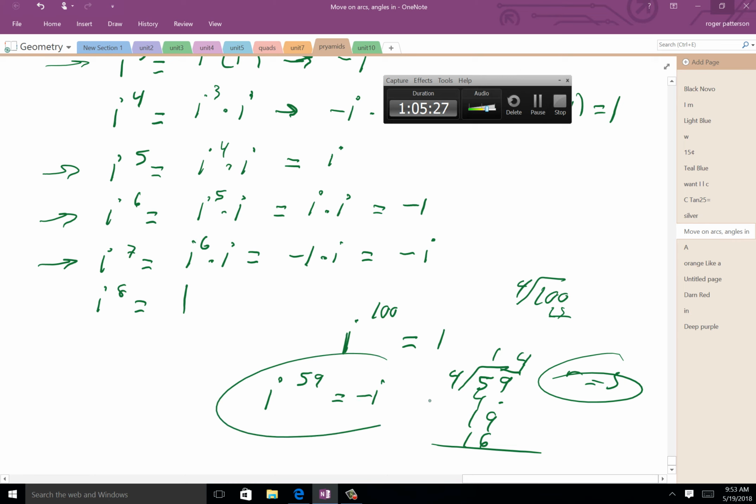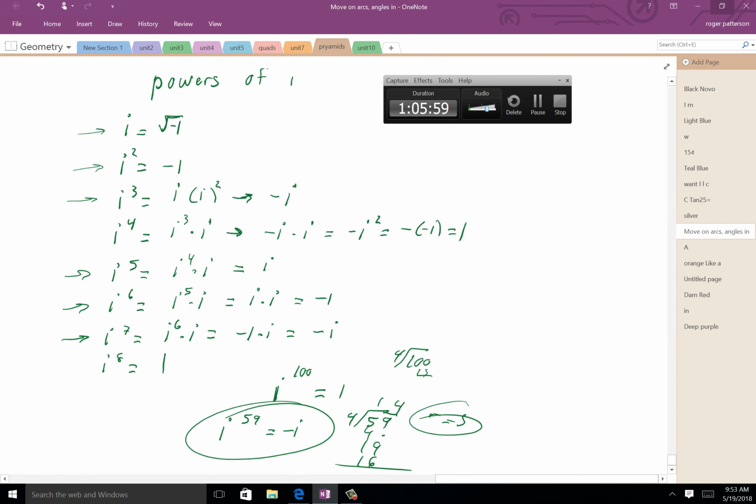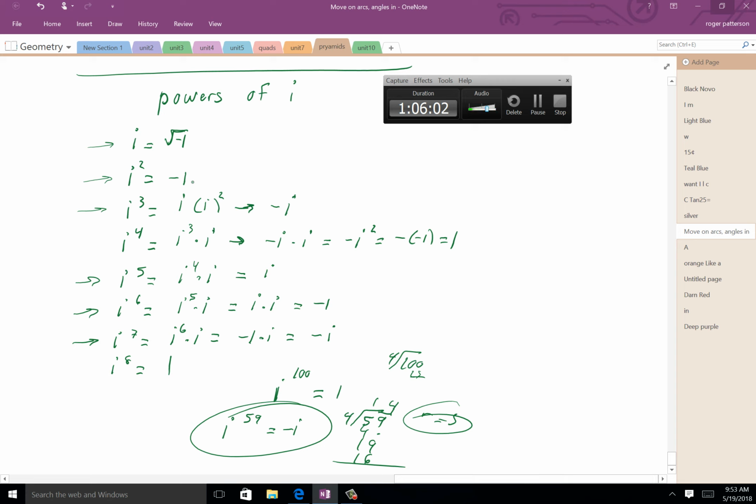So all I have to do is divide it by 4, because every 4th it repeats, and whatever the remainder is, that's what I'm going to have, because all those other ones are just cycling through. The only thing you're worried about is what the remainder is. The rest of them are just cycling through. So those are powers of i. Again, it just goes i, -1, -i, 1, and cycles through.